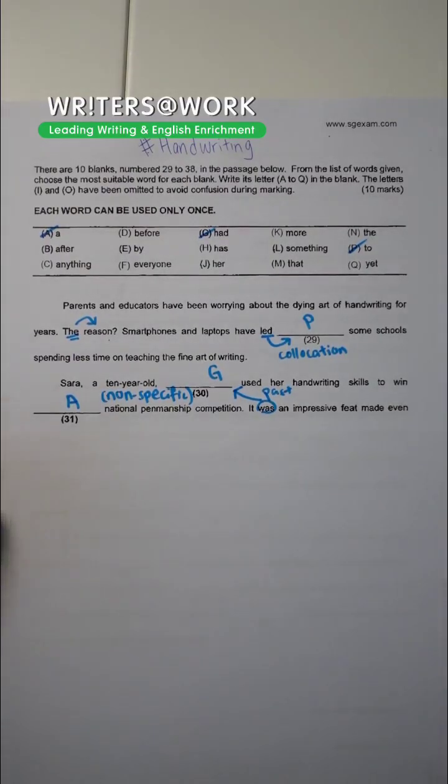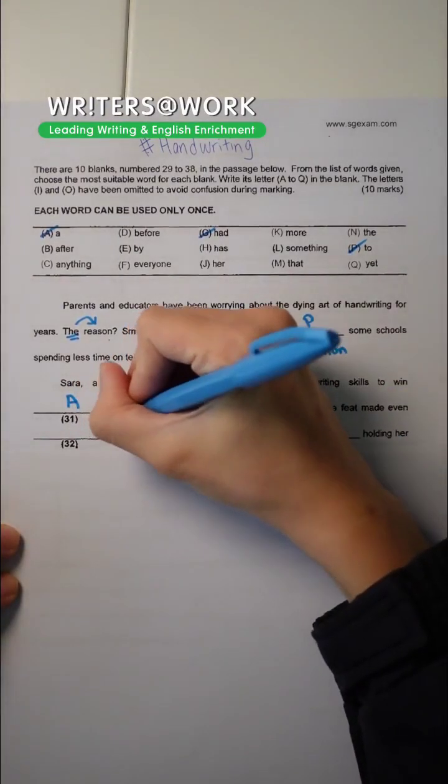Pretty tricky question. So for those that got it right, well done. Those that got it wrong, don't get discouraged. It is pretty common to get it wrong, but don't make the same mistake in the future. Be careful to differentiate between specific and non-specific nouns. It was an impressive feat, made even blank so since she was born without hands. You're looking at a comparison over here, even blank so.